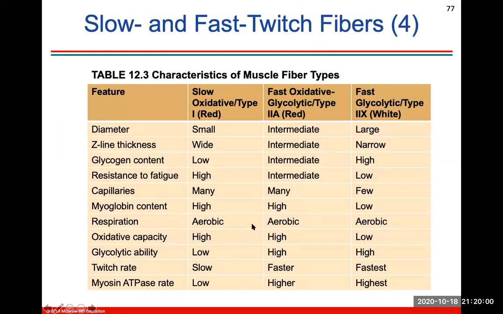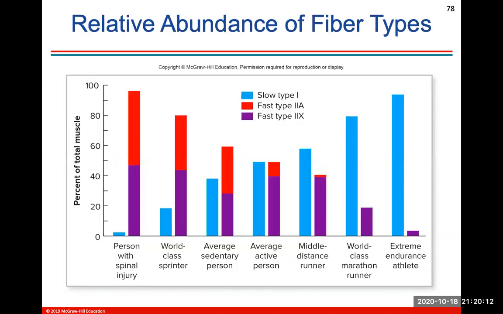This is a great chart to review the slow and fast twitch muscles and certain characteristics of both. You should have a basic understanding of this chart. This is an interesting chart to look at, showing where certain people's fiber types would lie. Here is an extreme endurance athlete. Think of someone who does triathlons or marathons. They have a lot of slow type muscles because they can be constantly contracting without fatiguing. For world-class marathon runners, middle distance runners, a person with a spinal injury will have hardly any slow type fibers. They just have the fast fibers.